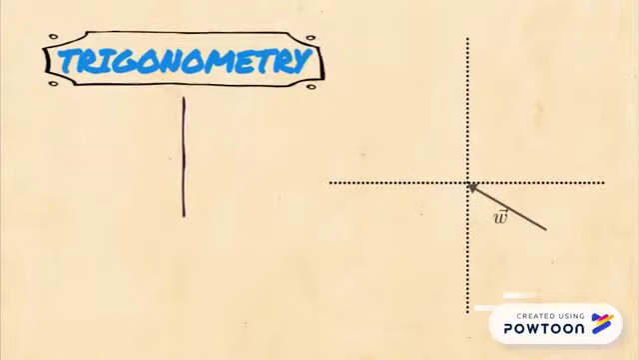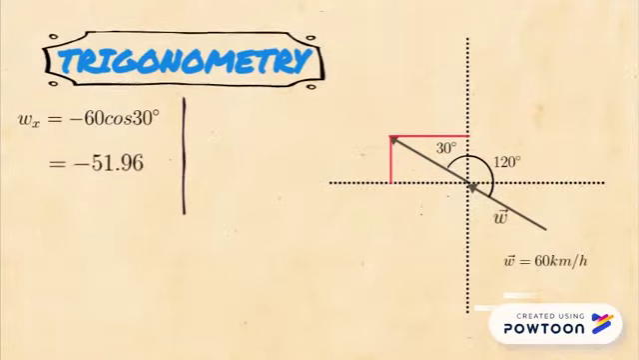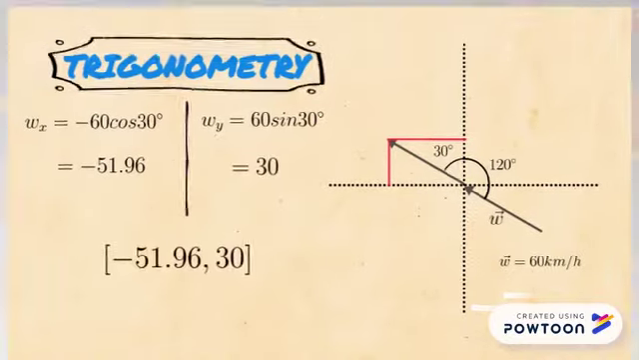Next, we want to find the velocity of the wind. We'll label this vector w. We'll use the same method as for the airplane velocity to find our x and y coordinates for wind velocity. Our magnitude equals 60 kilometers per hour, heading 120 degrees, which is 30 degrees to the negative x-axis. Therefore, Wx equals negative 60 cosine 30 degrees, which equals negative 51.96. And Wy equals 60 sine 30 degrees, which equals 30.